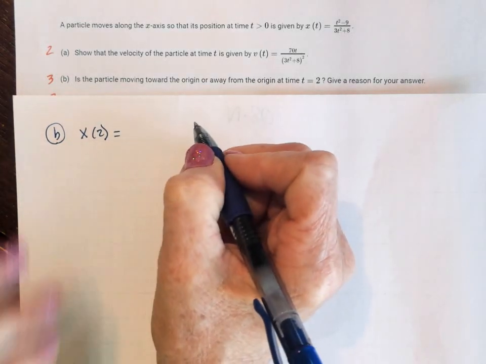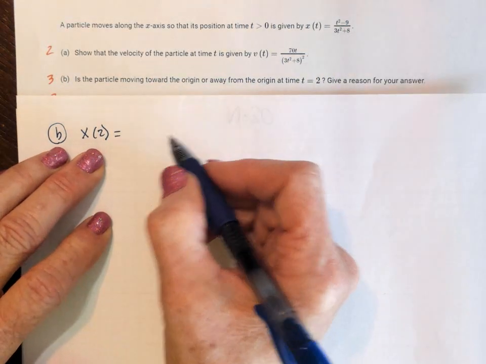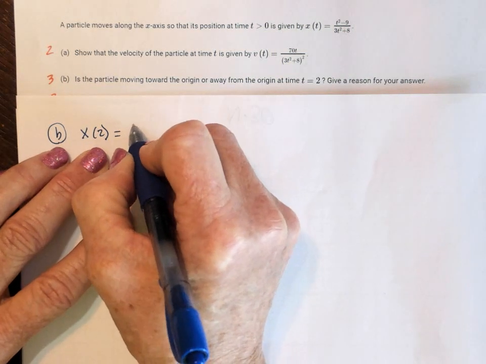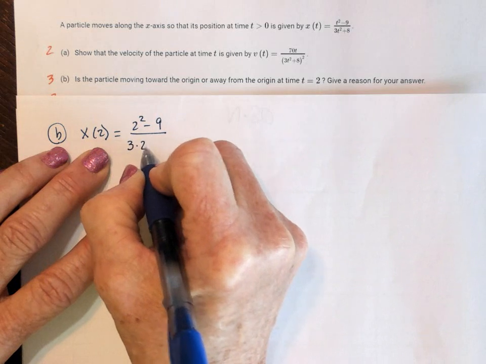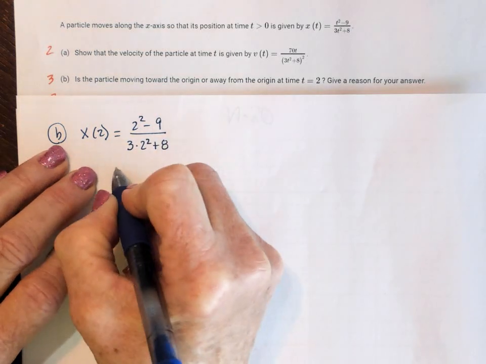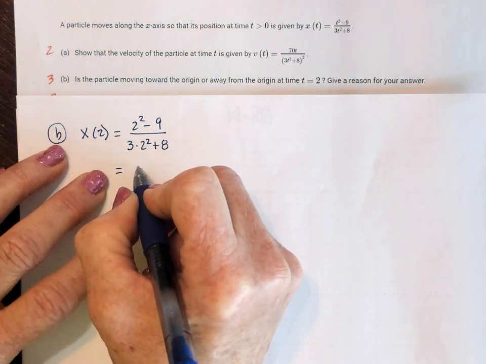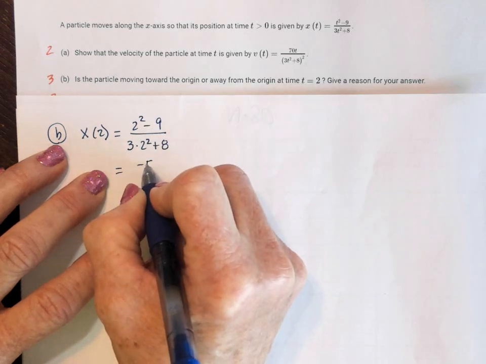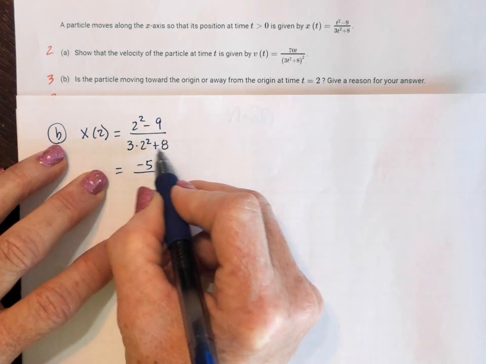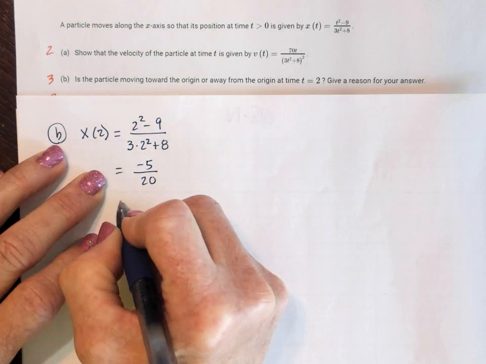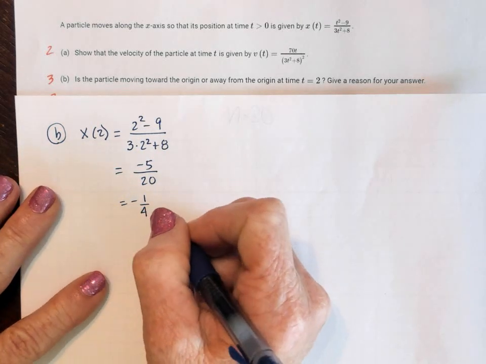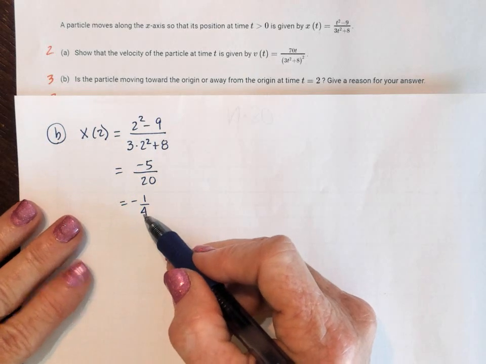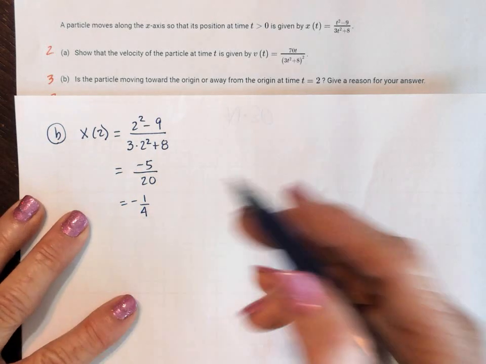So we'll just substitute in. That's going to give us 2 squared minus 9 over 3 times 2 squared plus an 8. 4 minus 9 is negative 5 over 12 plus 8, 20. That's negative 1/4. So that's where the particle is. It is left of the origin at time 2.